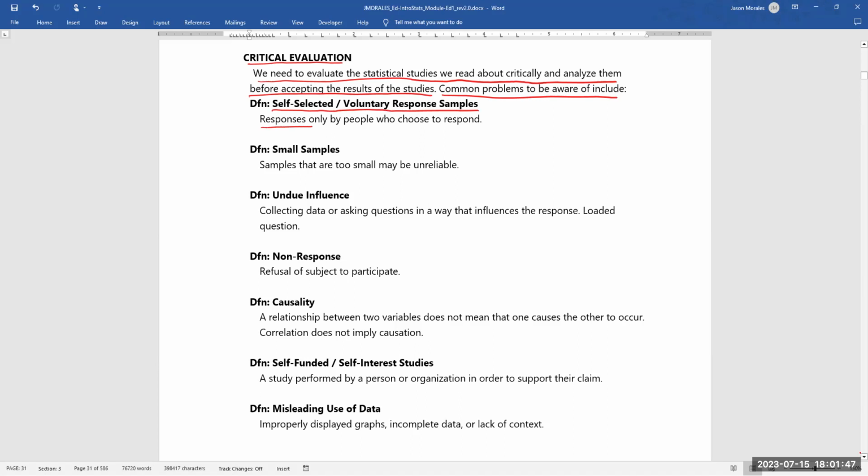So these are responses only by people who chose to respond. And typically, people that choose to respond, like mail order surveys or surveys that are actually online, are people that are maybe strongly positive towards an issue or strongly negative toward an issue. Typically, people that are somewhere in the middle do not participate.